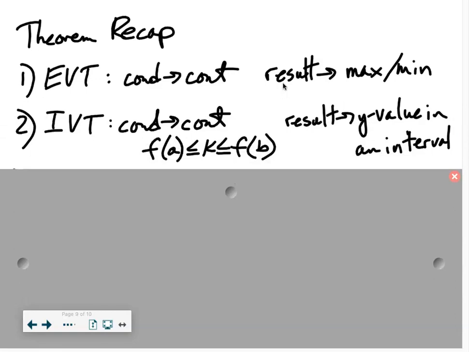The second theorem, IVT, has 2 conditions: continuous, and the y value has to be in between the endpoints. And then the result is that the y value exists in between the endpoints, right? So IVT is about showing function values. So if you're ever asked, does this function have to hit a value of this? That's an IVT question.